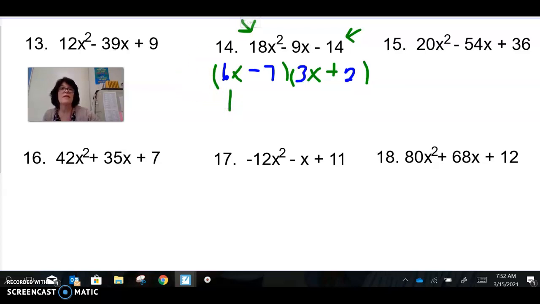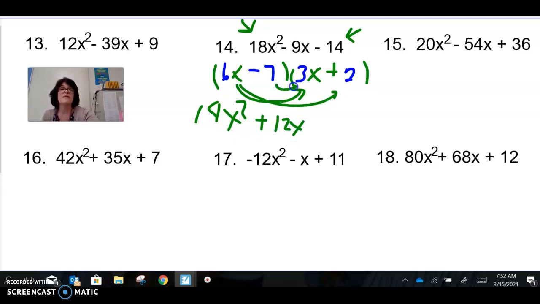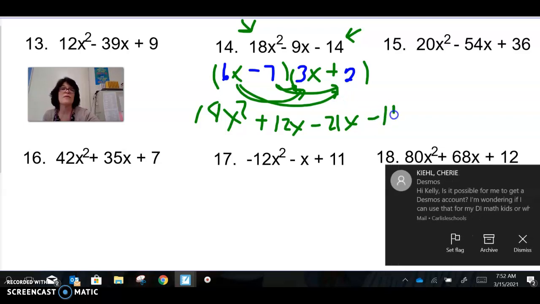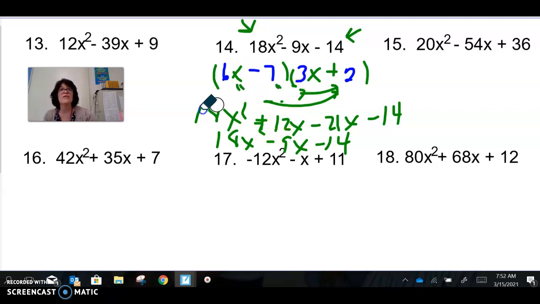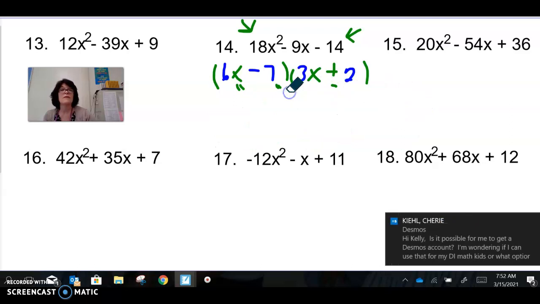If I FOIL this together, maybe I want to FOIL it just to make sure. 6x times 3x is 18x squared. 6x times 2 is 12x. Negative 7 times 3 is negative 21x. Negative 7 times 2 is negative 14. I notice that I have the exact same problem, because I would combine the middle terms and get negative 9x. We're just rewriting the trinomial as a product of 2 binomials: 6x minus 7, 3x plus 2.